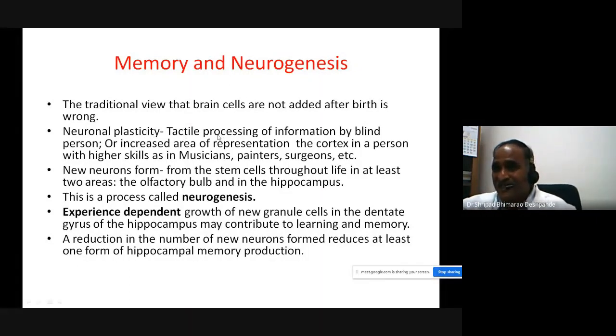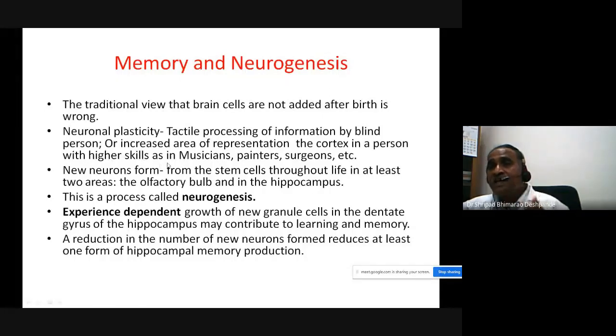Neuronal plasticity, the tactile processing of information in a blind person. You must have seen many of the musicians are blind. They are wonderful musicians. So that means that area of the cortex is being used by the other sensory modality, which is important for survival. So that means another important aspect.